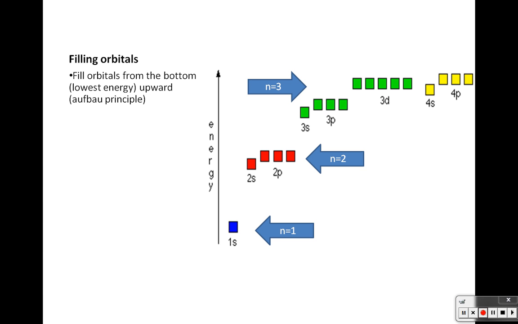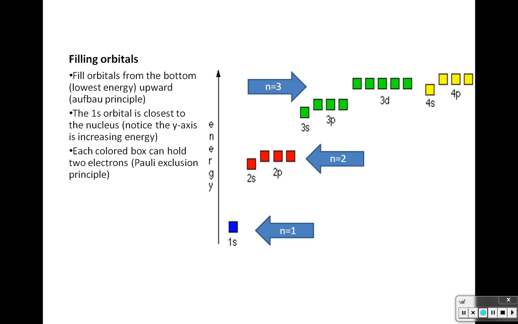So, a couple of rules about filling the orbitals. You're going to fill orbitals from the bottom, which again is the lowest energy, upward. That's known as the Aufbau principle, where it's going to go lowest energy and higher. As we've already said, the 1s orbital is closest to the nucleus and therefore has the least amount of energy.